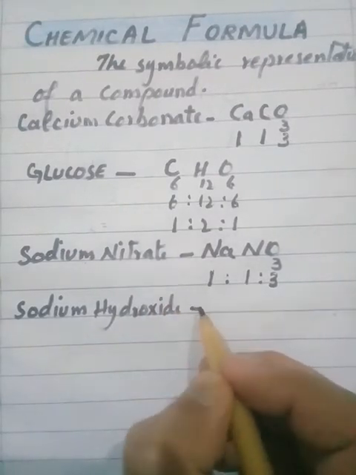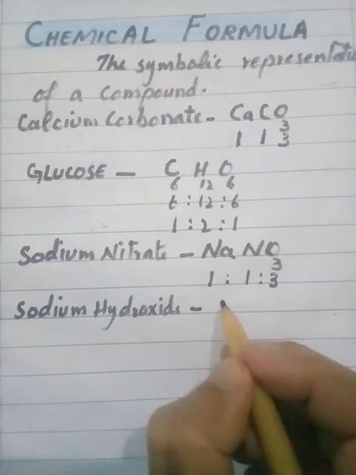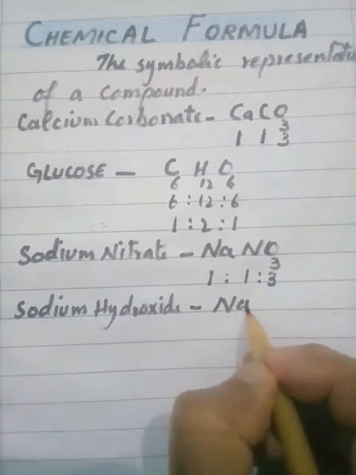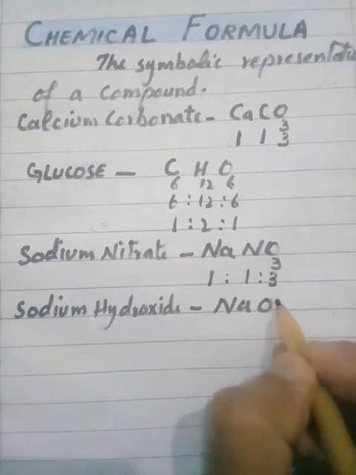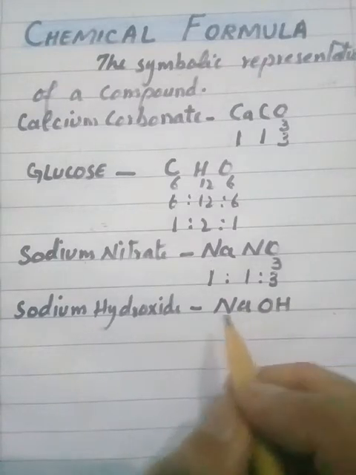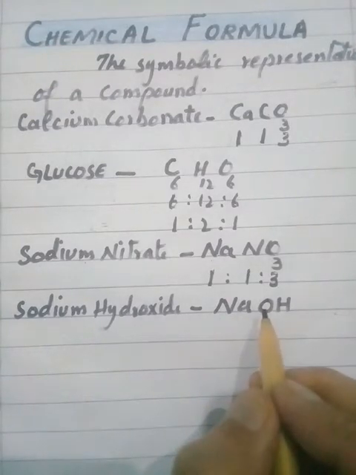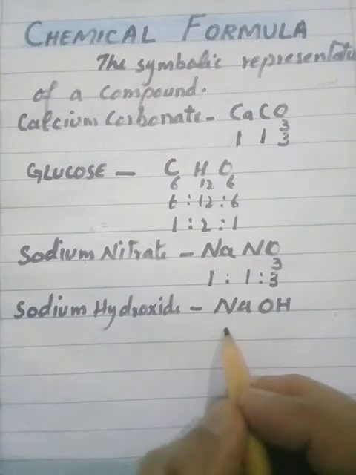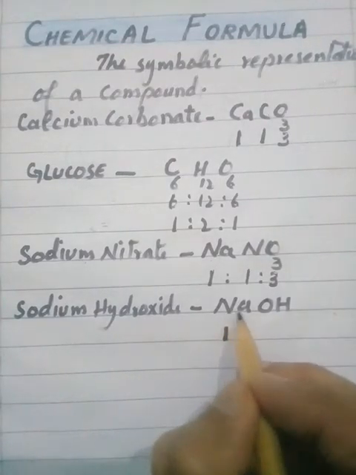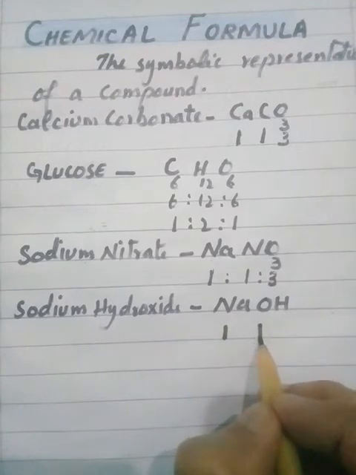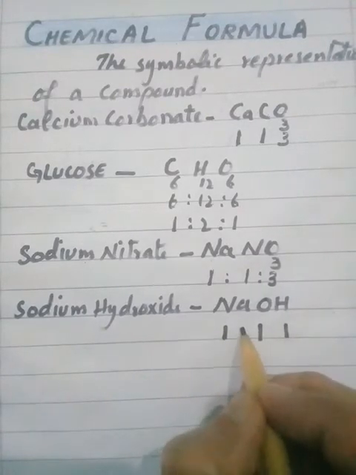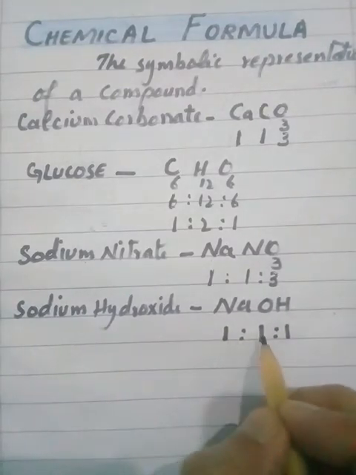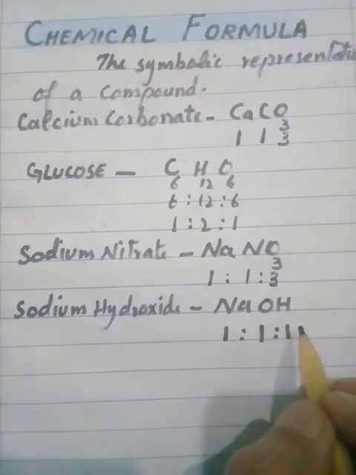Now how will we write its symbolic representation? Sodium symbol is Na, hydroxide that is OH. Symbolic representation of sodium hydroxide that is NaOH. One Na is present, one oxygen and one hydrogen. The ratio of atoms in sodium hydroxide is 1:1:1.